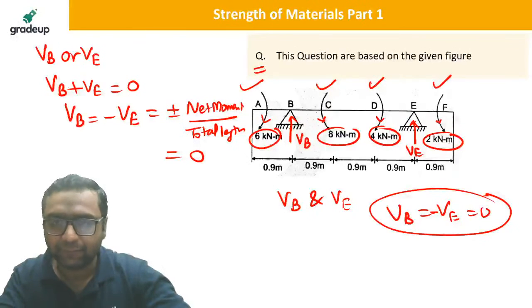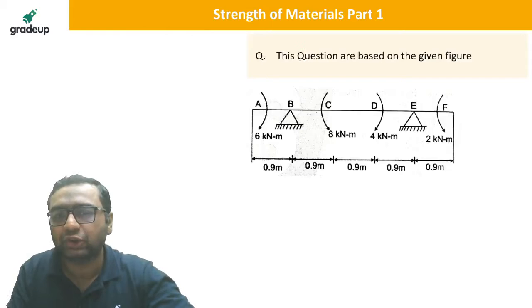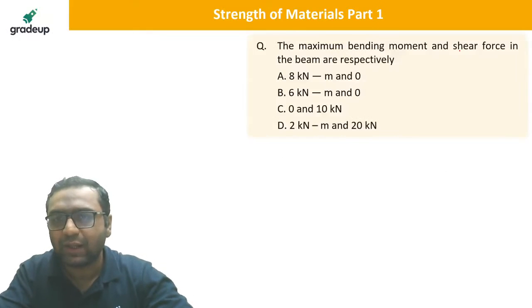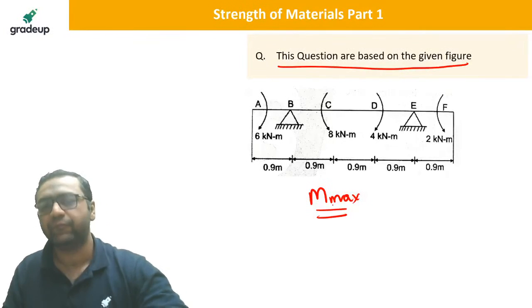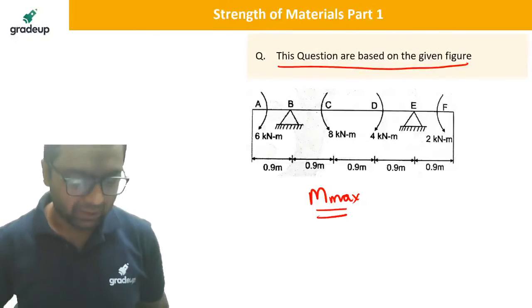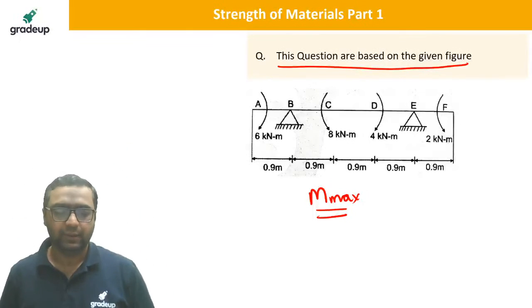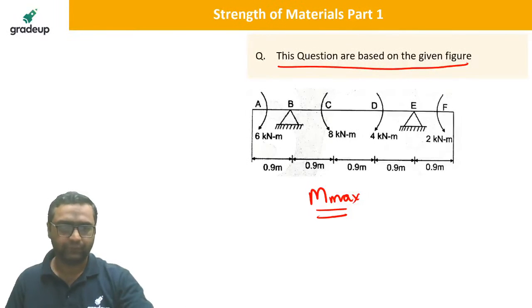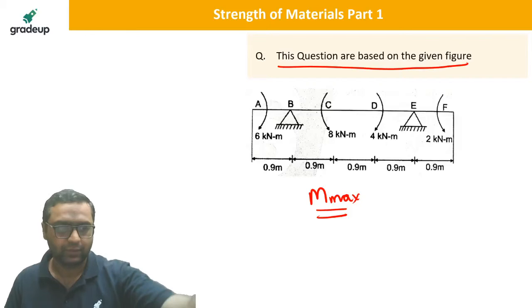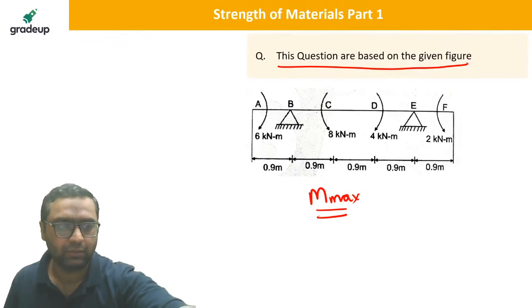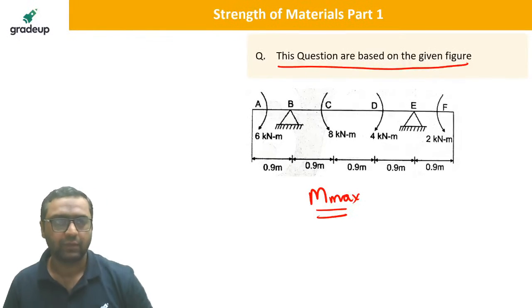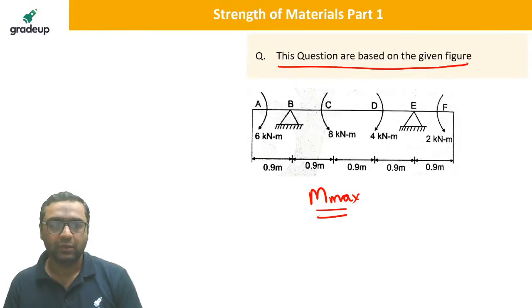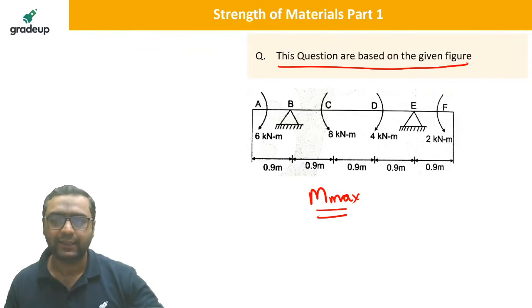Fine. This is the second question, and here you need to answer the maximum bending moment in the beam. Find out the maximum bending moment in the beam. Yes dear, find out the maximum bending moment in the beam. I am waiting for your answer. Yes dear, solve this question.